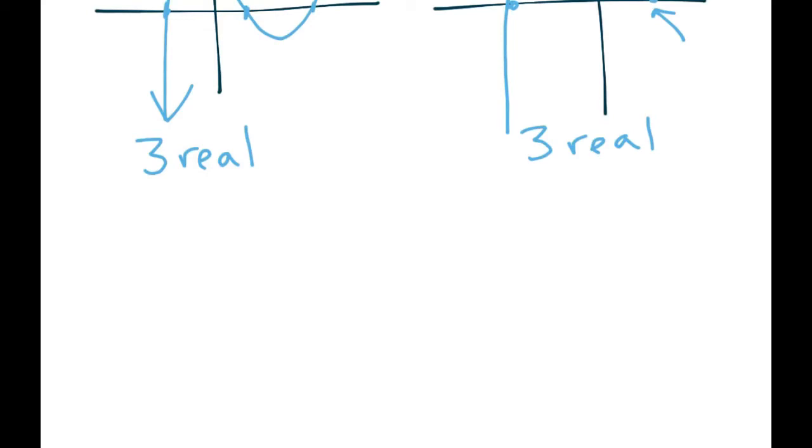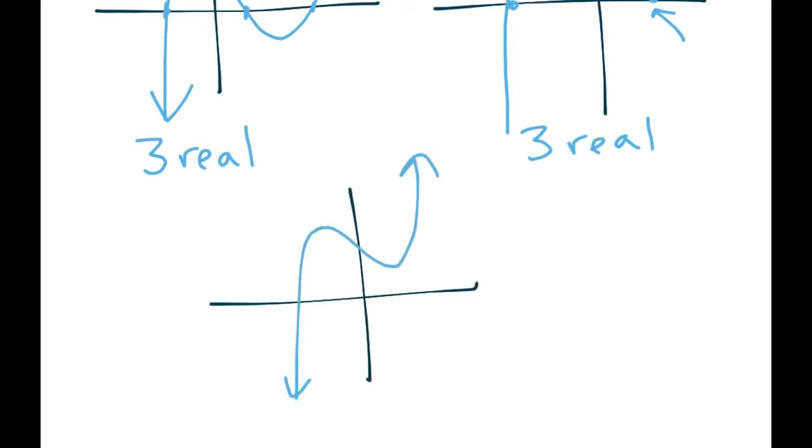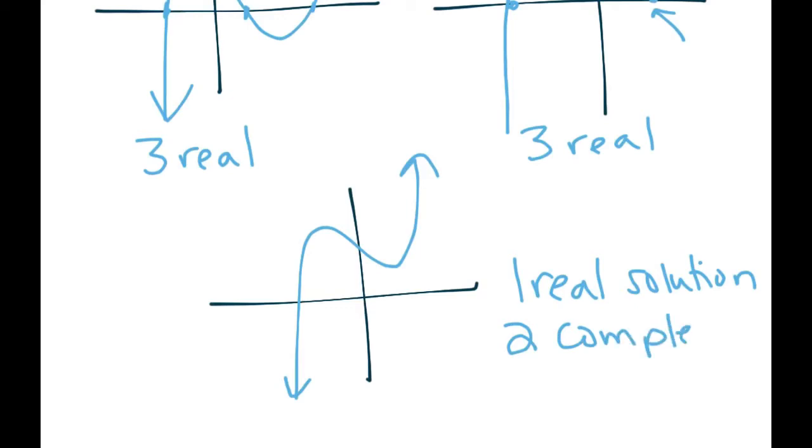All right, so what happens if I draw it so it only hits once? So it has 1 real solution. Well, then what must be true about the other 2? The other 2 must be complex. There is no way to draw this polynomial so that it hits 0 times. Because one end of the graph goes up and the other end goes down, it is always going to hit the x-axis at least 1 time.